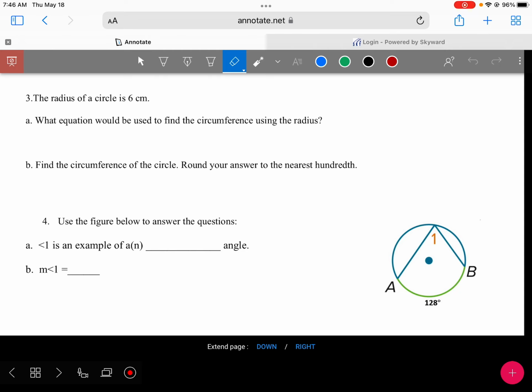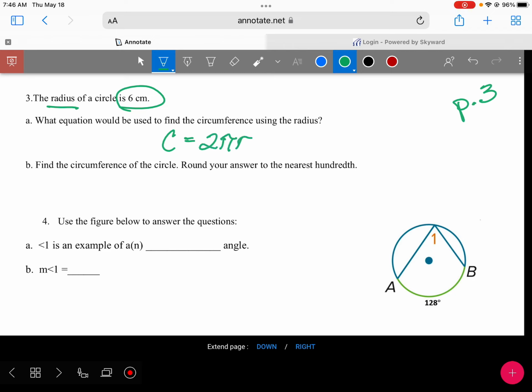Radius of a circle. This is page 3, number 3. The radius of a circle is 6 centimeters. What equation would be used to find the circumference, given that we're using the radius? For circumference, what would I use? C equals 2 pi r.